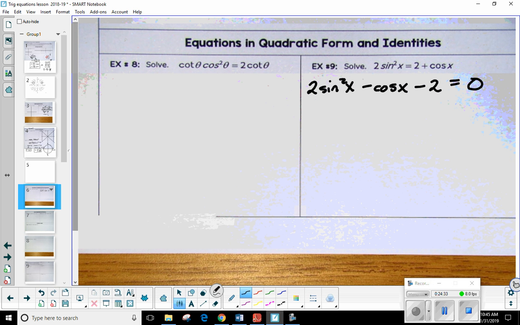Now, it kind of looks like a certain type of equation. What am I referring to?